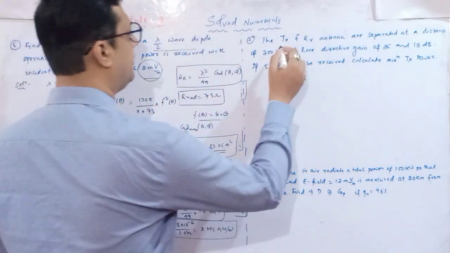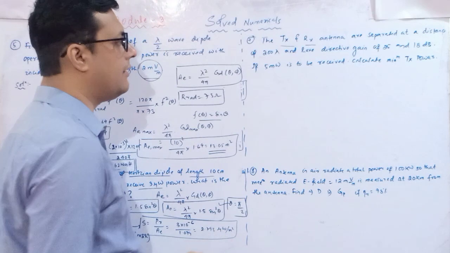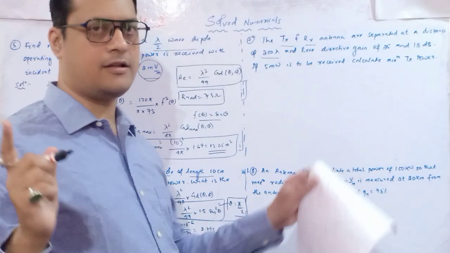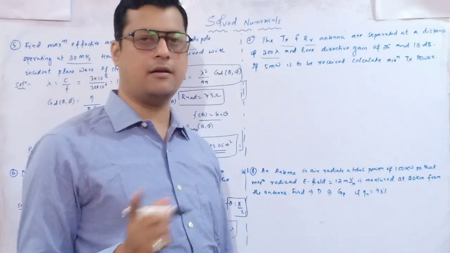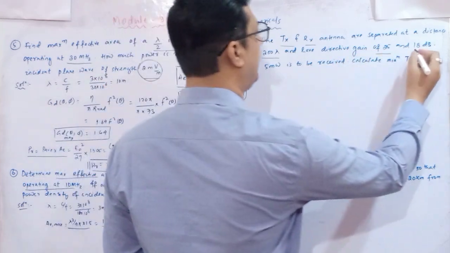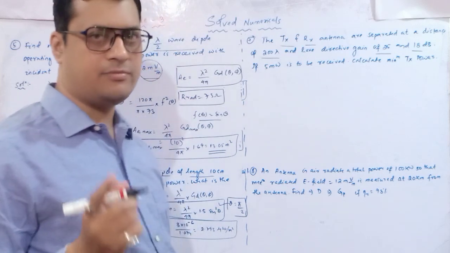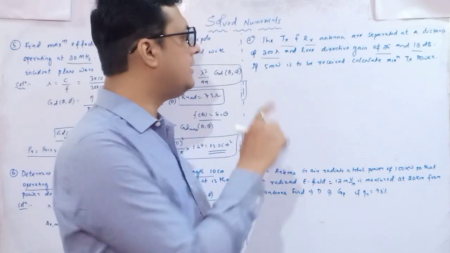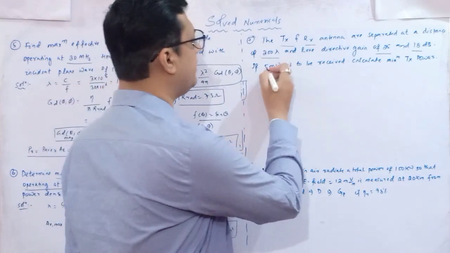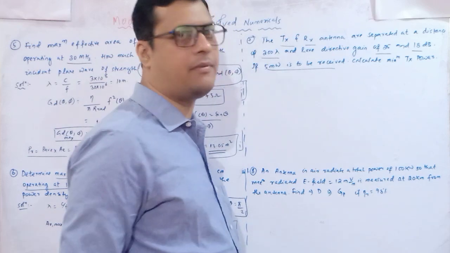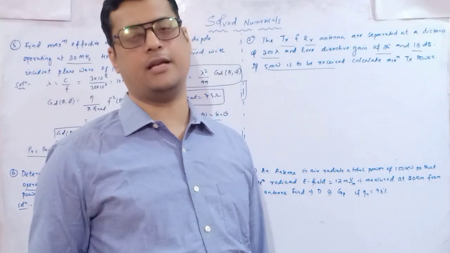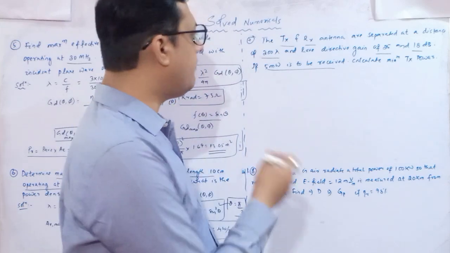Here it is given, the transmitting and receiving antennas are separated at a distance of 200 lambda, and have directive gains of 25 and 18 dB. That means the transmitting directive gain GDT is 25 dB and GDR is 18 dB. If 5 milliwatt is to be received, calculate the transmitted power. So this unknown is going to be solved with the help of the Friis equation. Okay, so that we will see now.